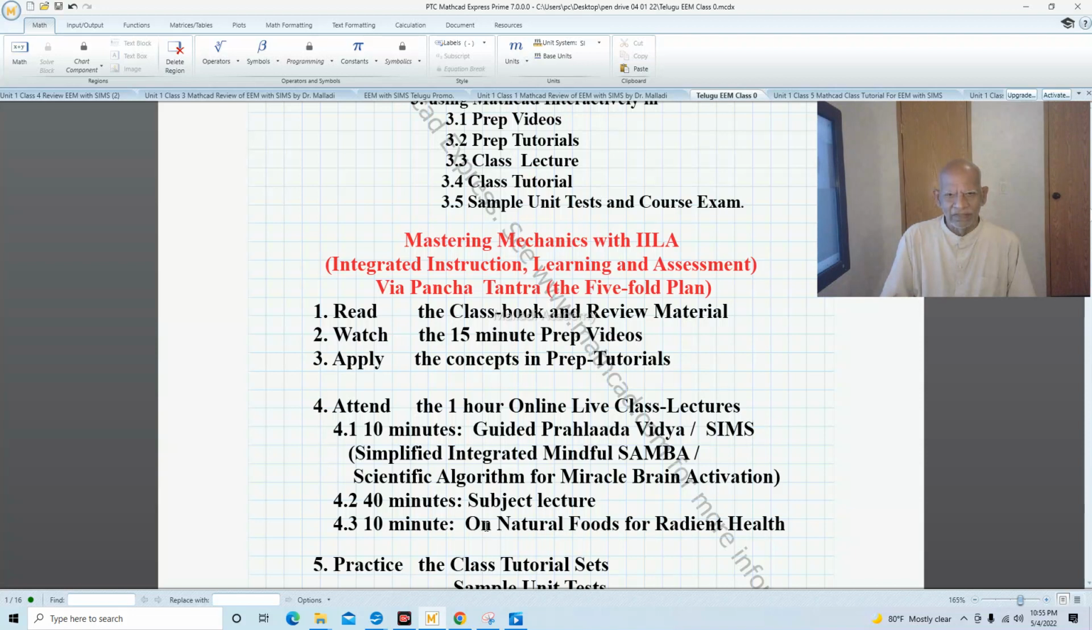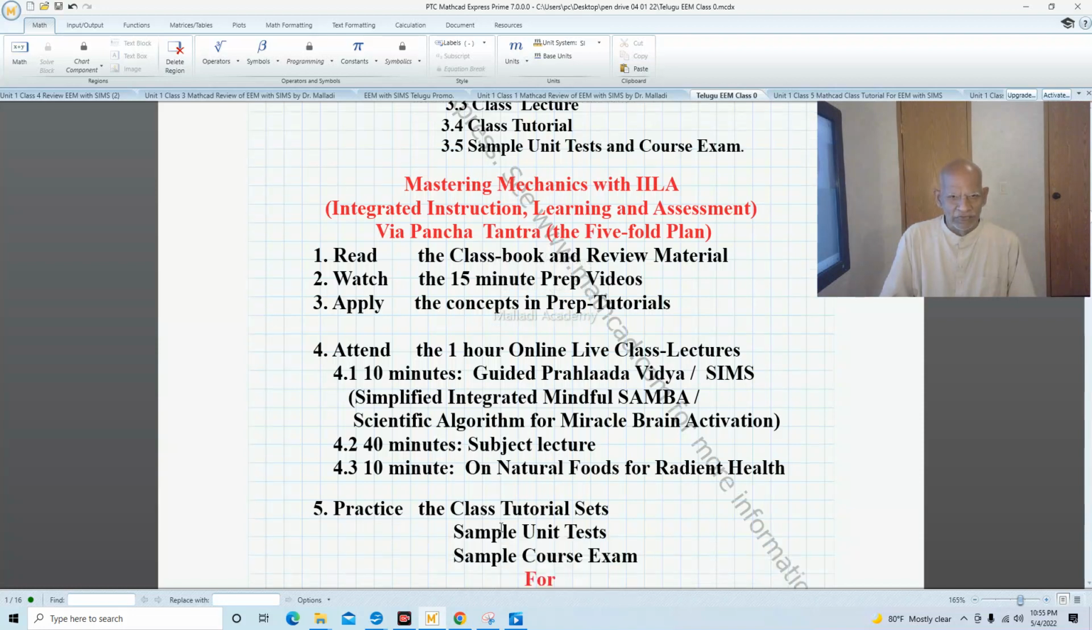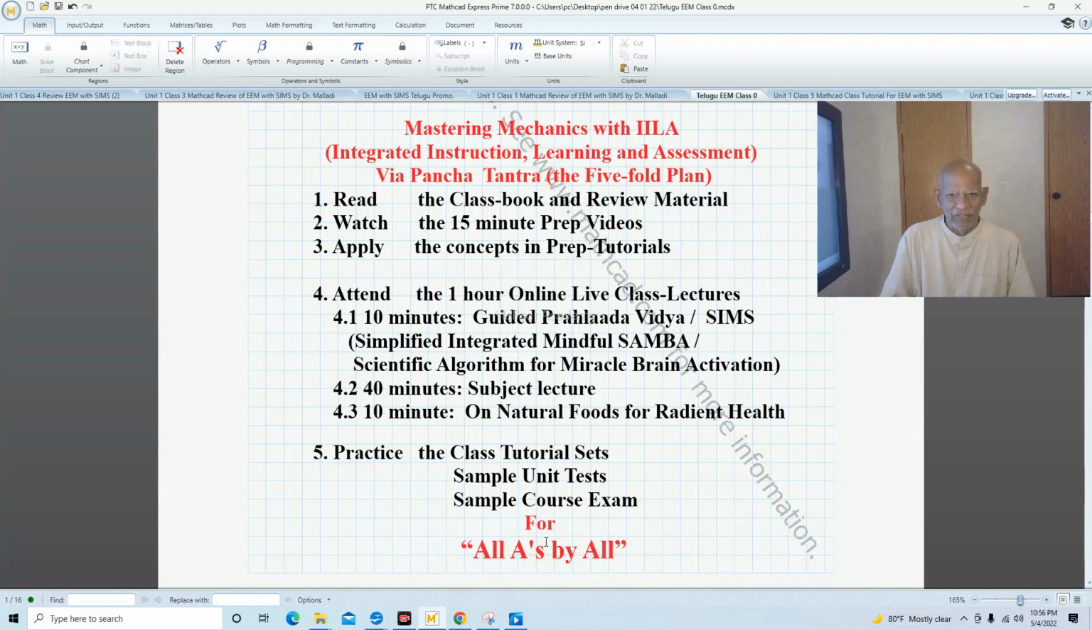I gather this mostly from Dr. Khadar Wali and Manthana Satyanarayana and other people for whom I have great appreciation for their scientific thinking about food. Now finally, 5. Practice the class tutorial sets, simple sample unit test and sample course exam for all, which I will discuss as we go along.